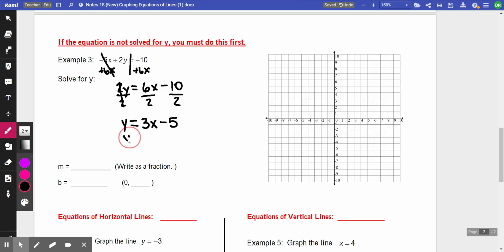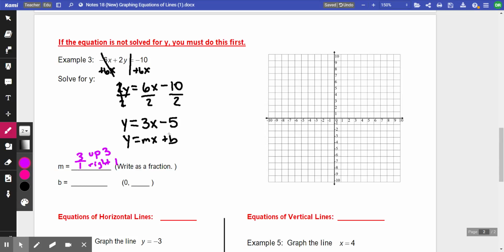Okay, now that's of the form y equals mx plus b. So I identify m is in front of x. What's the number in front of x? It's 3. I'm going to write that as a fraction, so 3/1. What this tells me is I'm going to move up 3 because it's positive, so I'm going to go up and then to the right by 1. You always move to the right, but if it's positive, you go up by however much that number is on top, and if it's negative, you go down by however much that number is on top.